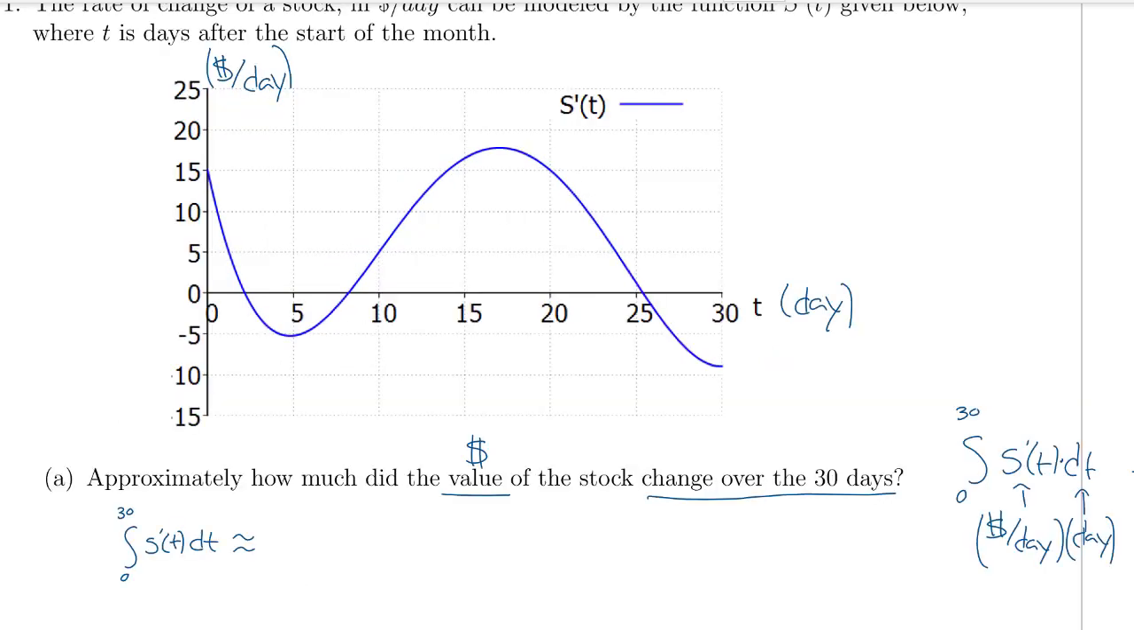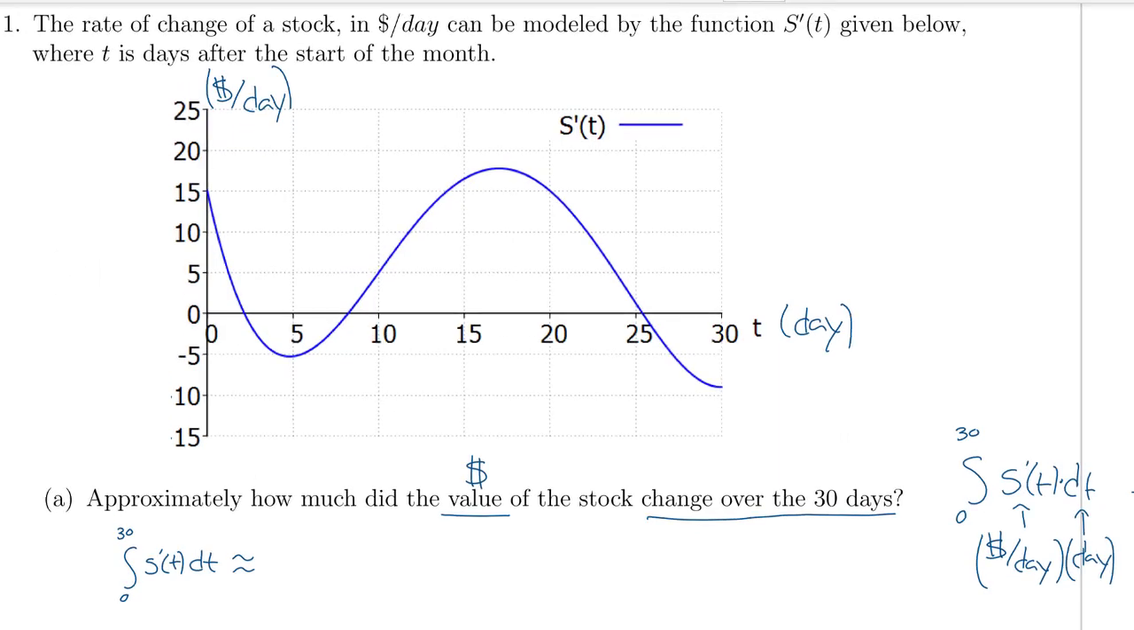So since we don't have the algebraic function and all we have is a plot of s prime, the best thing for us to do is to approximate this. And as we've seen in the previous section, an easy way to approximate the area under the curve is to count the area of rectangles. And so we can just use boxes in this case. Notice it doesn't tell us to use a left or a right hand sum. And so any method that we can use that's reasonable is fine here.